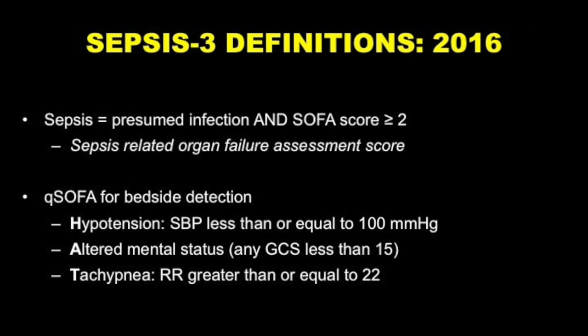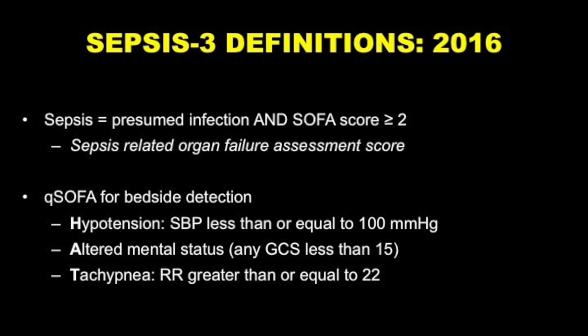So they came up with something else, the Q-SOFA, which is creatively the quick SOFA score, which is HAT: hypotension, altered mental status, and tachypnea. So think about this for a minute and think about the patient that Frank presented. Was she hypotensive before the end? Her blood pressure was always 140, 160 all the way through.